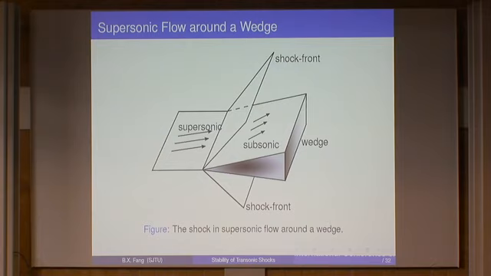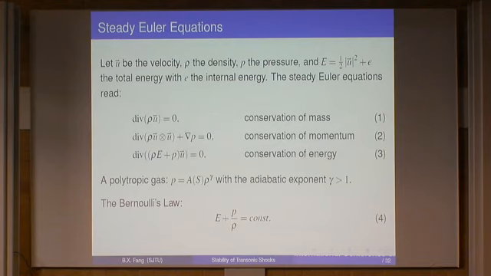So we can understand the airfoil as a multi-dimensional wedge, and then there's a supersonic flow comes against the wedge, and then it appears a shock front in front of it. So this is a mathematical problem. So to understand this, mathematically we use the Euler equation to describe the motion of the fluid, and here we use the steady Euler equations.